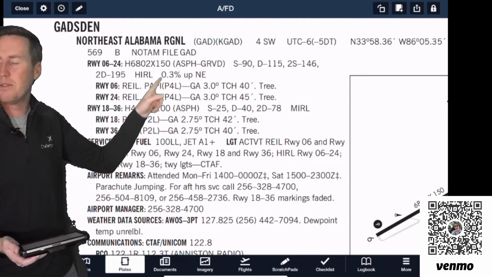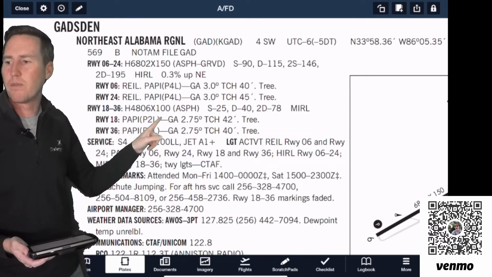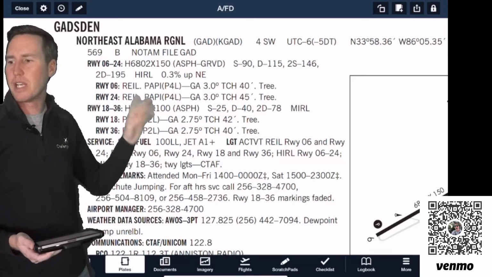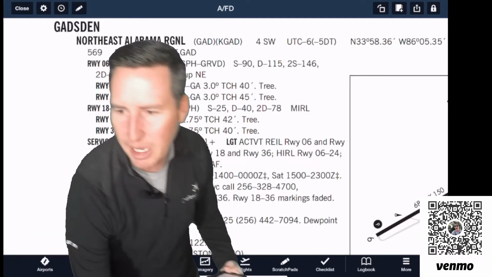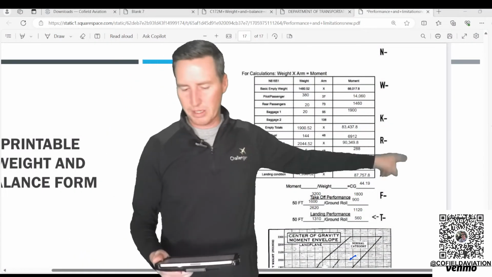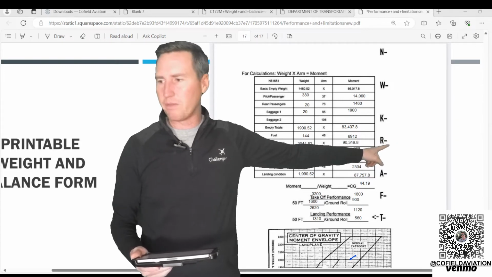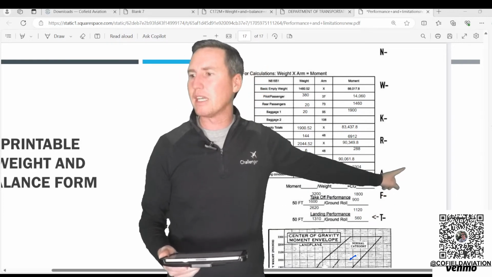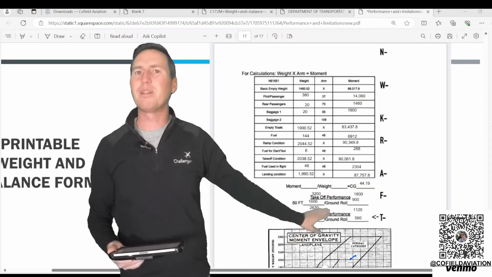But 6,802 feet by 150 feet, asphalt grooved runway, runway 36-18, 4,806 by 100. There is no displaced thresholds anywhere. So your takeoff run available and your landing distance available is the same. So you would basically just go then to right here with the runways. You would put that 6-24, 6,802 by 150, 36-18 is 4,806 by 100. So you just want to make sure you got enough runway to take off and land. And obviously we have plenty, right?